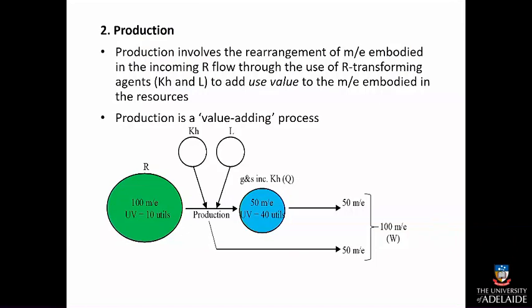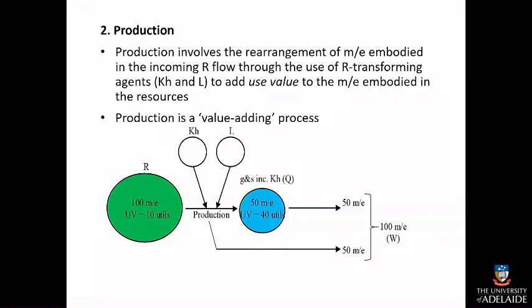And the UV represents, let's say, use value. So resources do have some sort of use value. Okay, a log, you can sit on a log, but you'd rather sit on a wooden chair. All right, so we convert the log to a wooden chair and we add use value to it. It's more comfortable. But resources do have some form of use value.